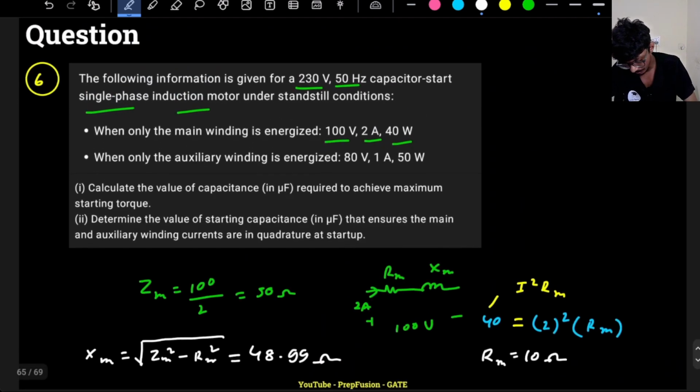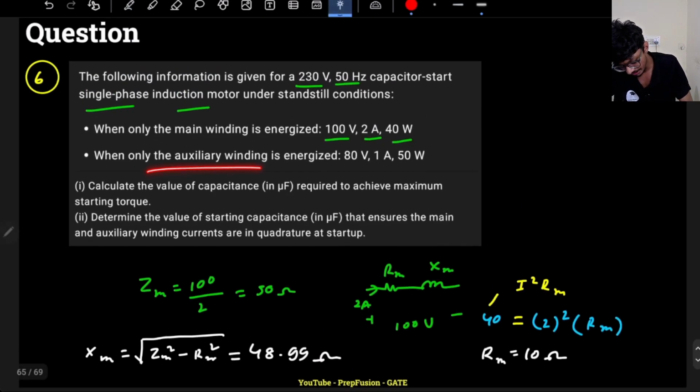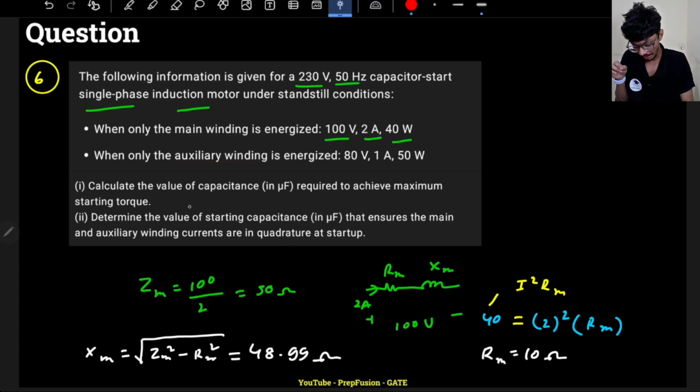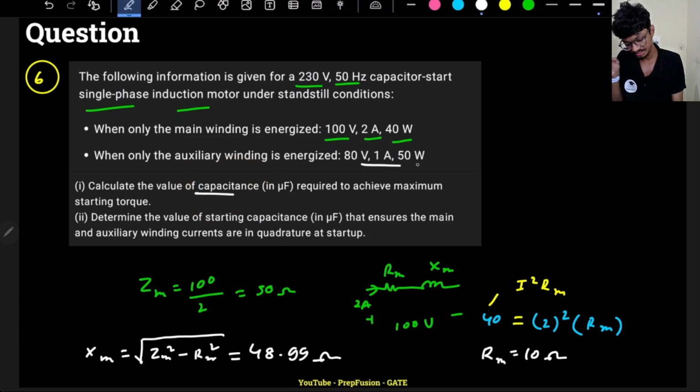Now let's discuss the auxiliary winding. So auxiliary winding, again remember, it's a winding, so it will be inductive, but I am adding a capacitance. So they are asking me what is the value of the capacitance. Since it is a winding, there is some reactance in that. Keep this in mind.